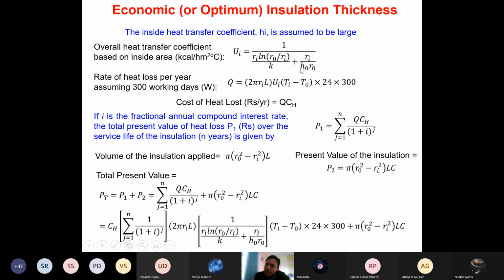Yes, sir. Now this much is the amount of heat lost over the year, and this heat lost, if I multiply it by a cost factor CS, that will be the cost of the amount lost over the year.